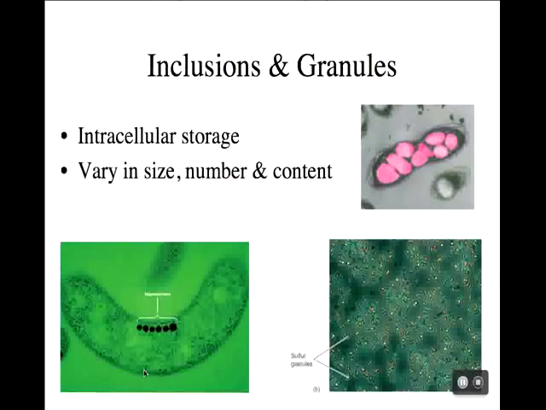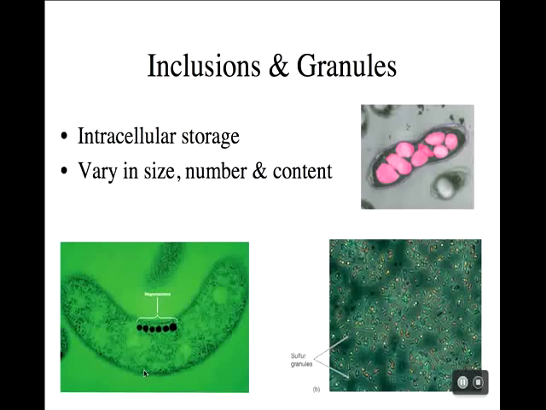The other internal structure that you see from time to time in some bacteria are called inclusions and granules. Why is it called an inclusion versus a granule? It depends on what's being stored and how much of it. Inclusions and granules are both intracellular storage sites, so it allows the bacteria to store excess substances of some sort, depending on what the cell is. It could be storing different things. So they vary in size, they vary in how many there are, they vary in what they're storing, just depends on what bacteria it is.